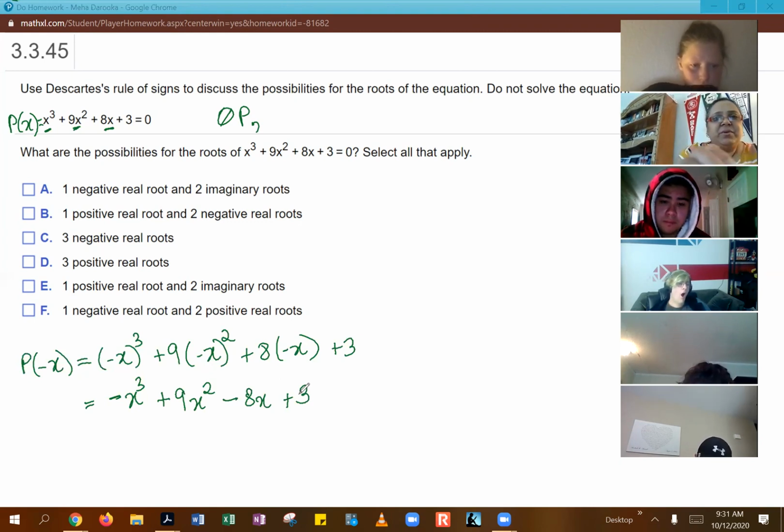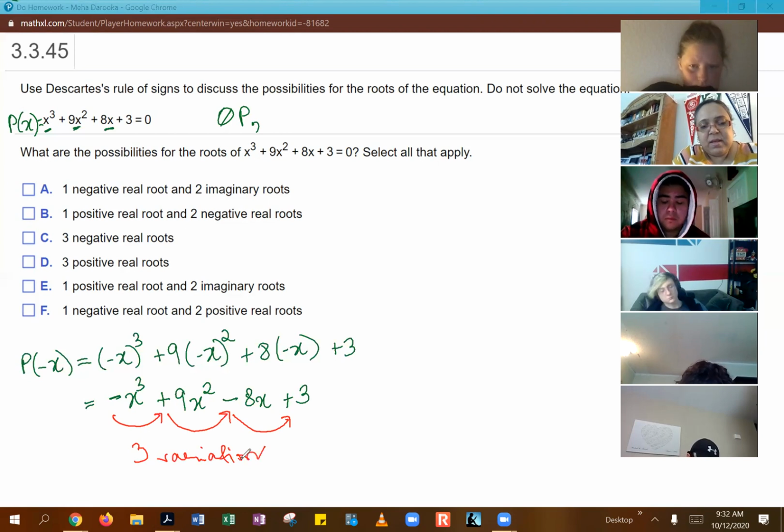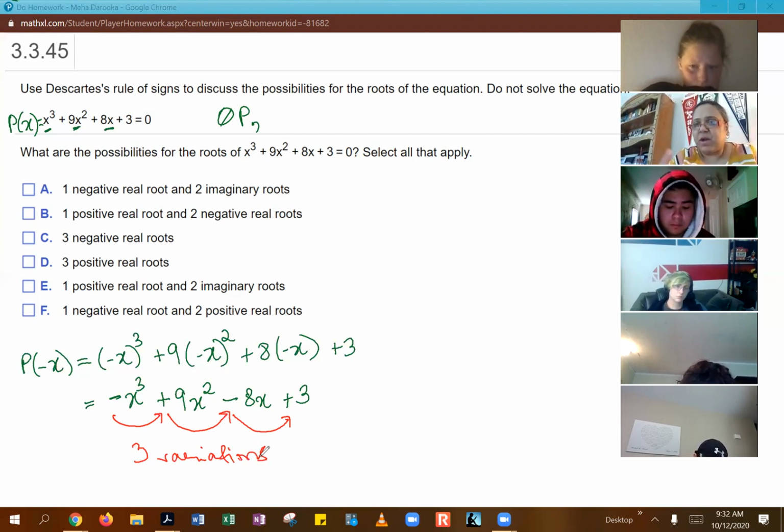So now you will notice that we are seeing some variations in our signs because I am going from a negative to a positive. So that's one variation. Then we are going from a positive to a negative. So that's the second variation in our sign. And then you are going from negative to a positive. So again, that's a third variation. So since we have three variations over here, and basically remember, when we're talking about variations, it's that your sign changes from one term to the next.